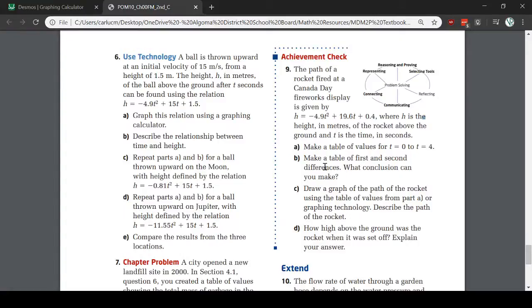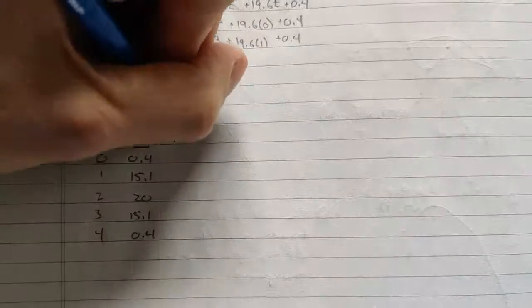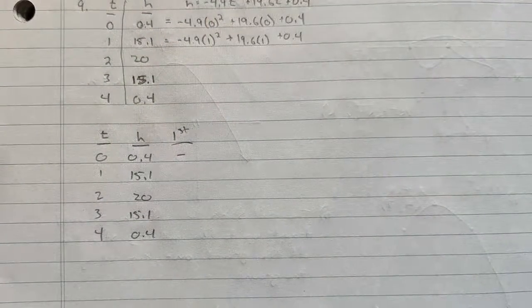So if I make a table of differences now for these, I've just recopied them quickly, and my first differences, I can't do the first box, so I do 15.1 minus 0.4, and I'm going to get 14.7.